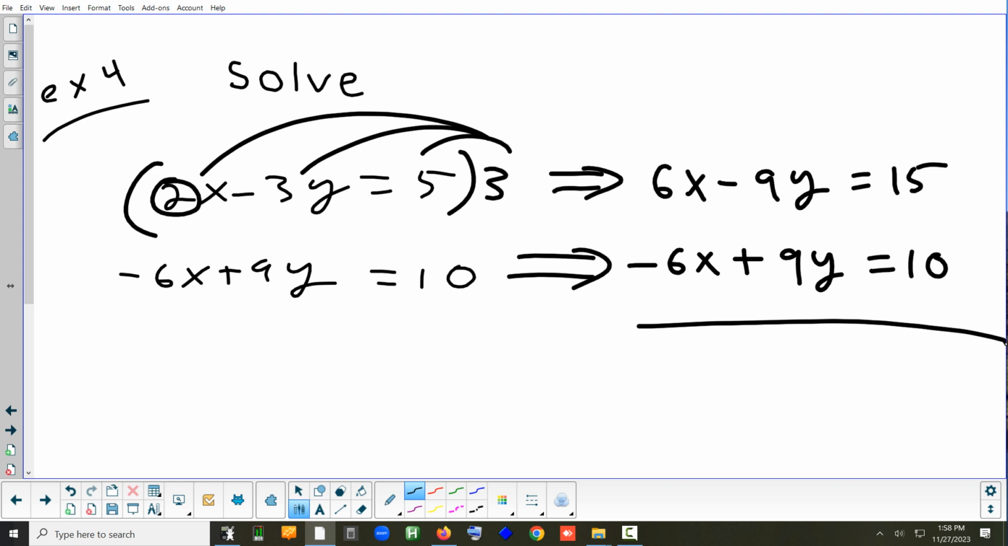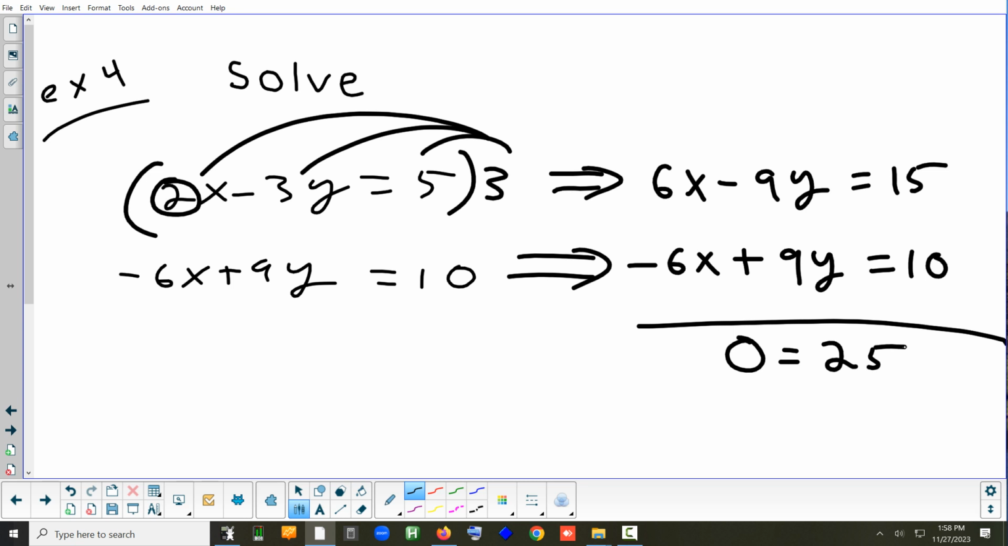Okay. Add them up. What happens when you add up your first column? It cancels out. How about when you add your second column? That also canceled. So what's left on the left side? 0. And then add up your right-hand column. 25.